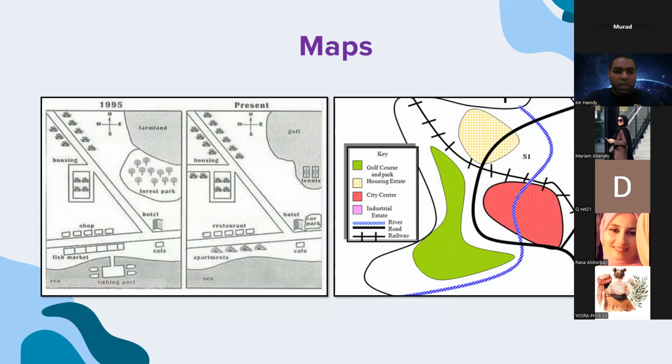Yes, Abir. He compares between something from the past and something in the present. See, there is some fish market and there are apartments here. Good. This is different. Yes, shops also and restaurants. Here we have a change, from shop to restaurant. Exactly. And here we have a farmland, but here it changed to a golf land. Great. And also there's a change in channels.